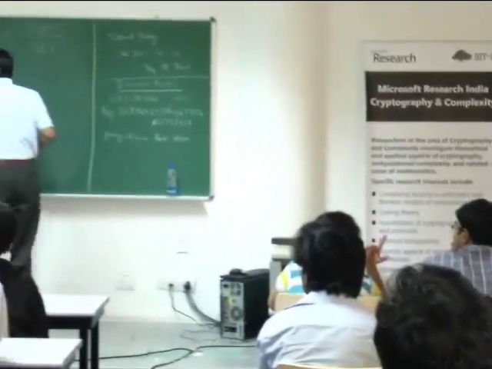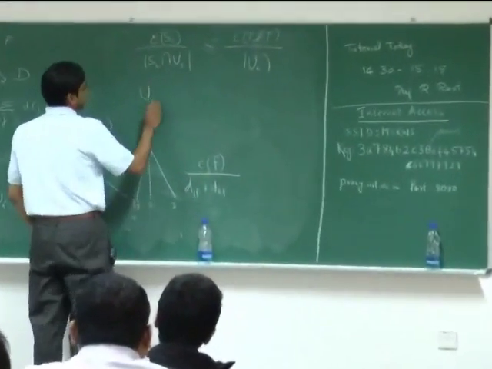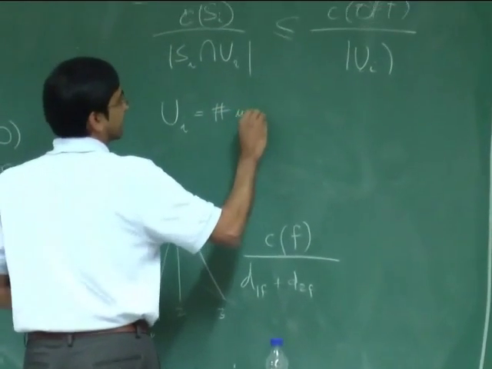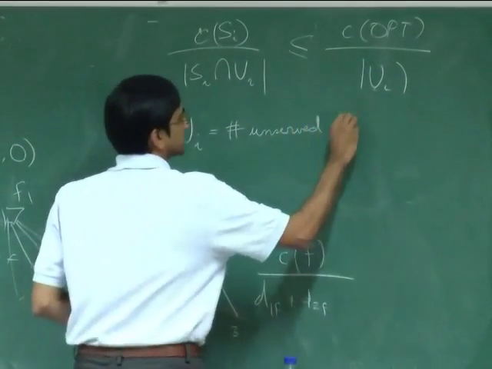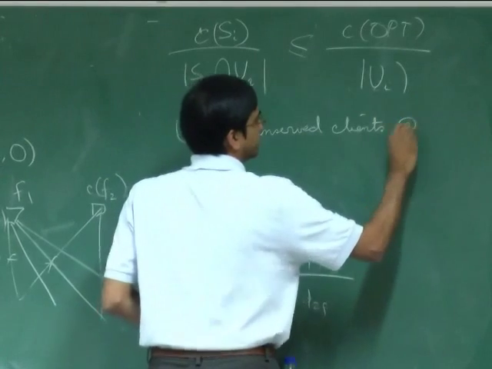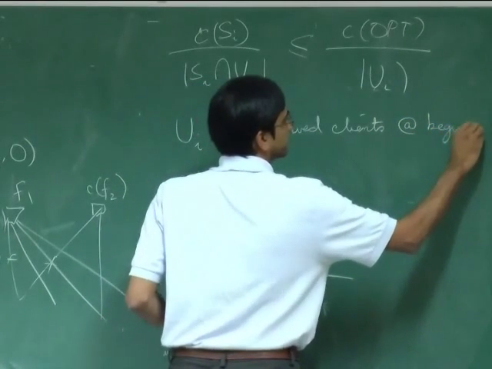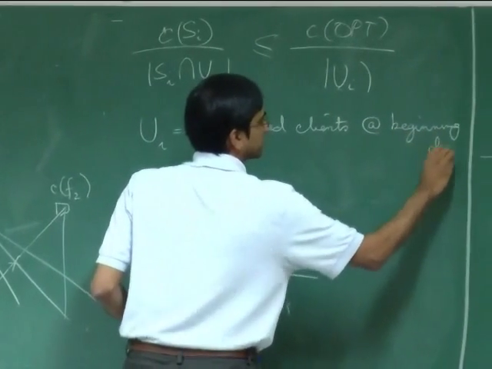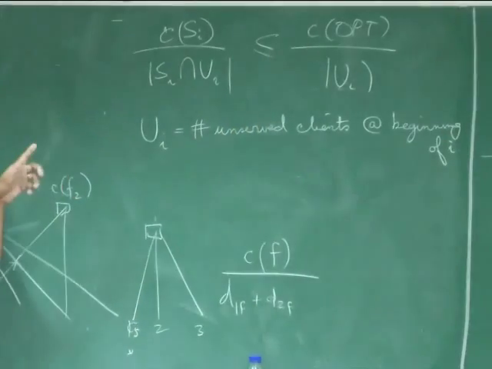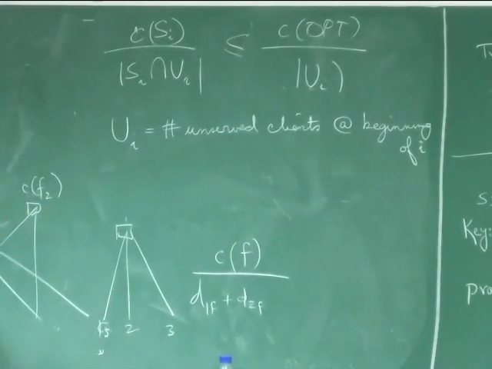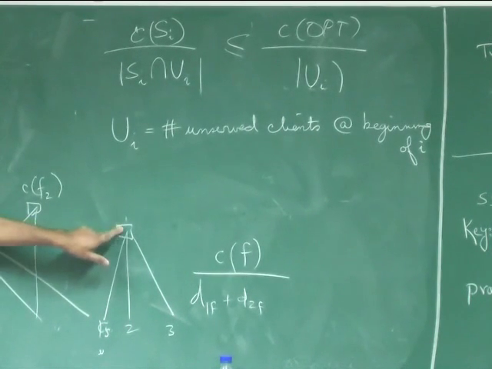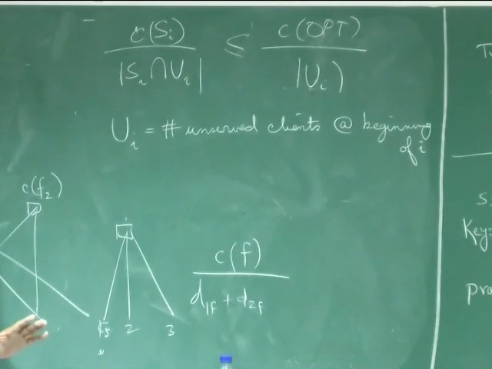Okay, so let's try that, okay? So UI is the number of unserved clients at the beginning of I. Okay, so to begin with, U1 is all the clients. Okay, so I want to pick a facility and some clients, I don't know who, but I'm going to pick some guys, and I'm going to get a ratio where the denominator is going to be the number that I'm going to serve right now.